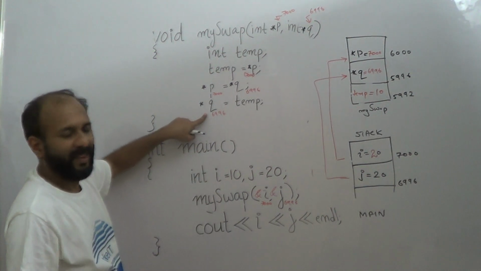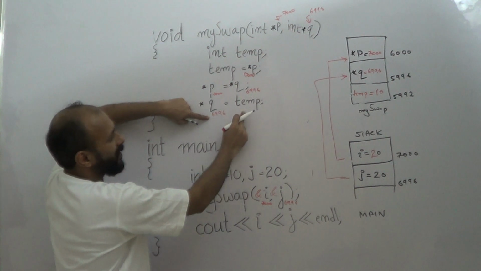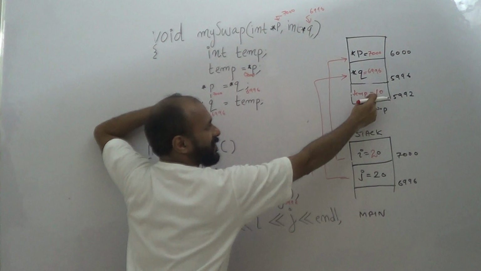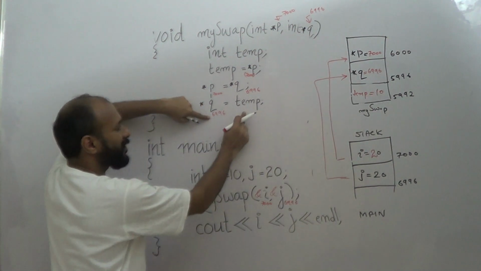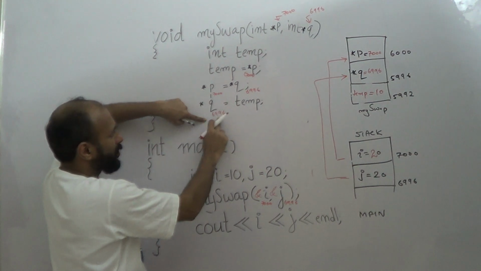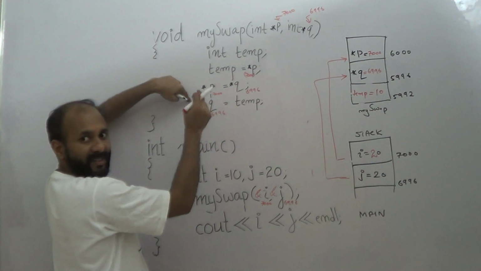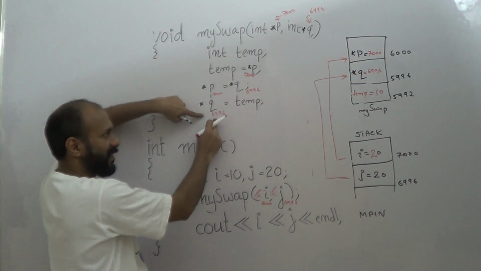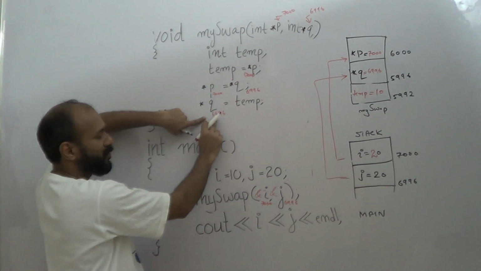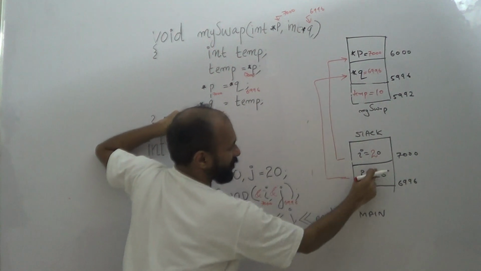Now the next line: go to the address 6996 and copy what is available inside temp. What is available inside temp? 10 is available inside temp. The 10 is getting copied by dereferencing the pointer, which is the address location 6996. This 10 is going to be copied into the content of 6996.